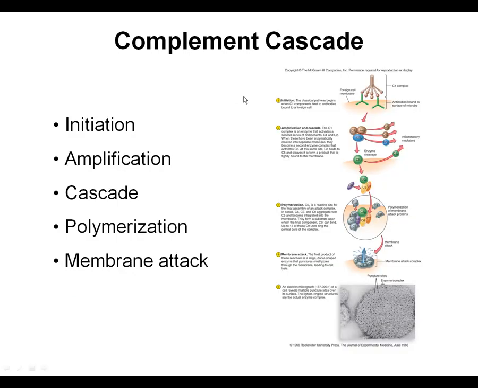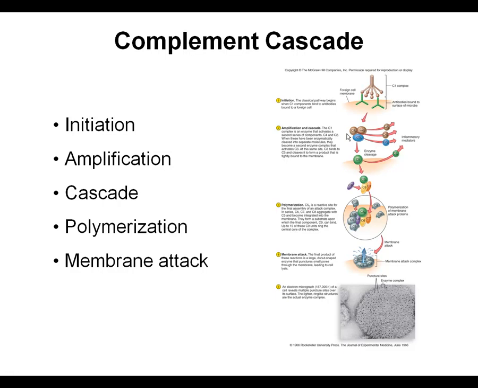If we look here, the first step in the complement cascade is the classical pathway. This is initiation, where you have the C1 complex protein binding to your antibodies. The second step is amplification and cascade. This all happens together.